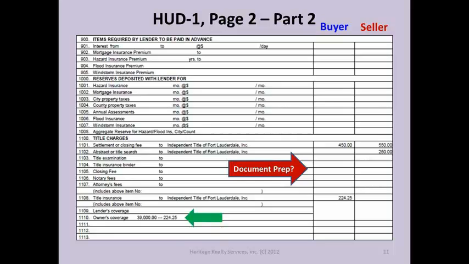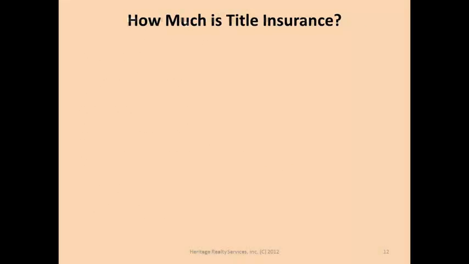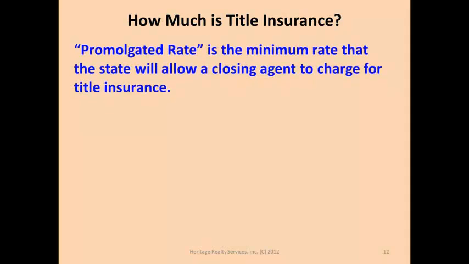Let me see what I have here. There's the $224.25. I'm going to show you how that was actually calculated because this is another place you might be able to save some money. Title insurance is generally charged by what's called a promulgated rate. The promulgated rate is the minimum rate the state will allow a closing agent or attorney to charge. The title insurance policy, 70% of that, in some cases 80% of that, goes to the closing agent. The title company only gets 20% of that money.